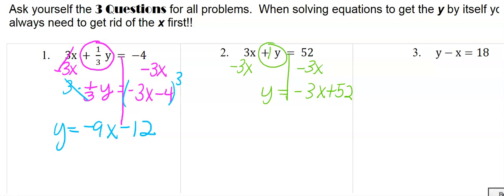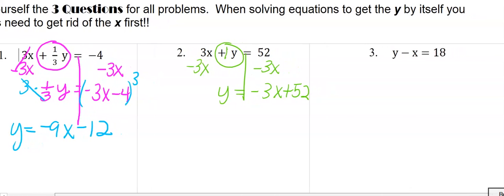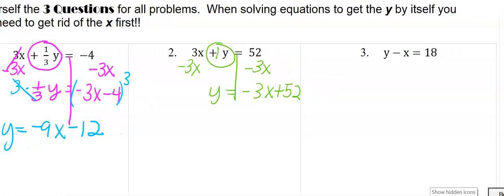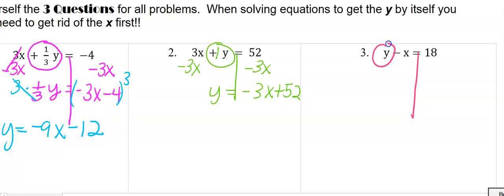Okay, now what do I want to get by itself? And to let y'all know, problem number 1 is going to be the exception to the rule. It's not going to be the rule. You're going to see it very rarely. I want to get the y by itself. So what do I need to get rid of? The minus x. How do I get rid of the minus x?